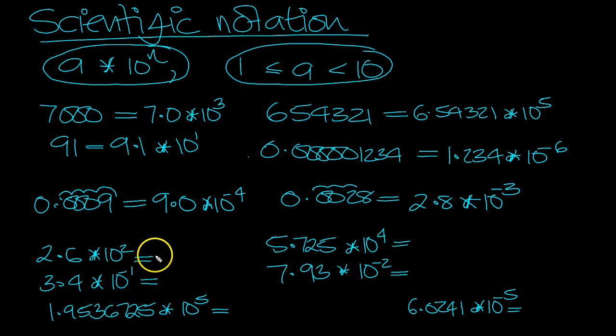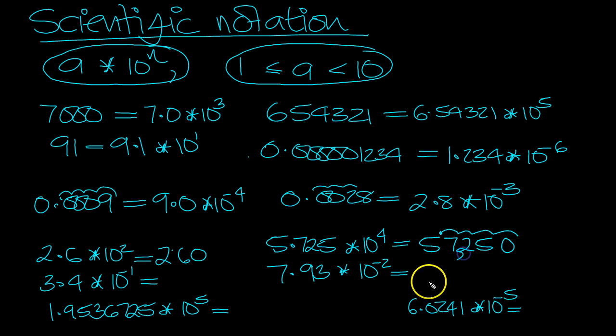In reverse, while here, 2.6 would be here. We move it forwards twice, don't we? So forwards once, forwards twice. So there's only 1 0, and it's 260 would be the answer there. Here, move it forward 4 times. So it'd be 5.725. We're moving the decimal point forward once, twice, 3, 4, so there needs to be a 0 here. That's the number there.